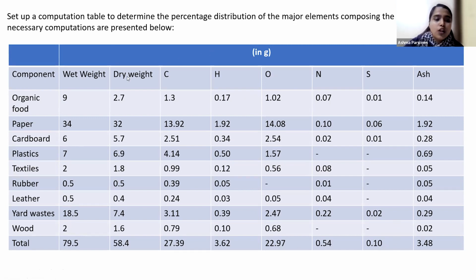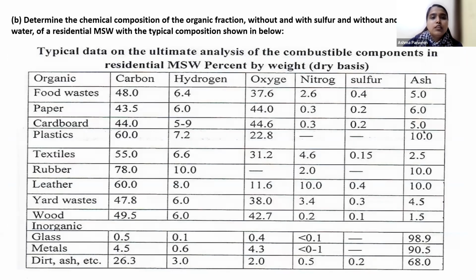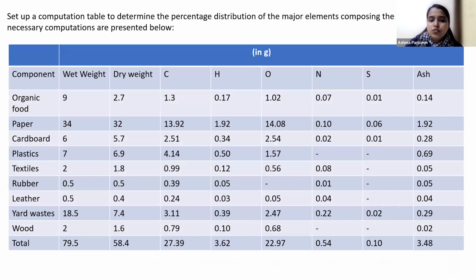So we have got all the element masses: the mass of carbon, hydrogen, oxygen, and others in the MSW. Next, we have to find the chemical formula with and without sulfur and with and without water. So we will get four chemical formulas: one with water, one without water, one with sulfur, and one without sulfur. Suppose you have got these values for carbon, hydrogen, oxygen, nitrogen, sulfur, and ash in grams. Now try to find out the formula.